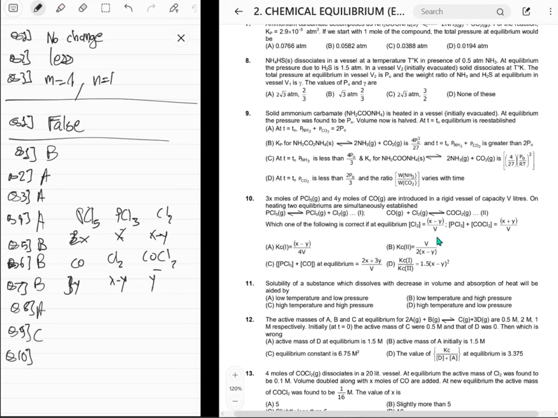Okay, now what? You know what happens at equilibrium? This thing will turn out to be 2x and this will be 3y. So now, the following is correct if at equilibrium this is happening. So Kc for the first reaction, PCl5 giving this thing. Kc for this reaction is just x into x minus y upon 2x, and that times 1 upon V, of course.